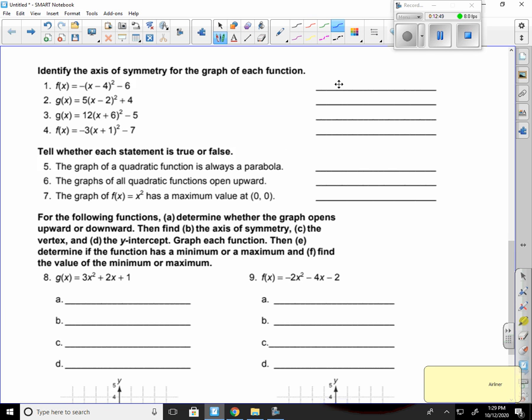That should help. Axis of symmetry here is 4. It's just the opposite of this number. This one would be 2, negative 6, negative 1. Done.